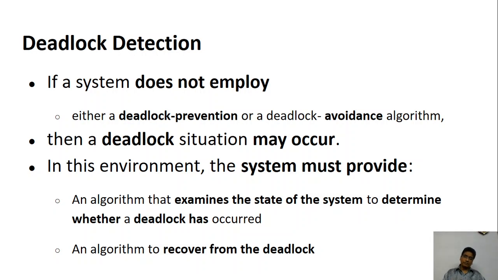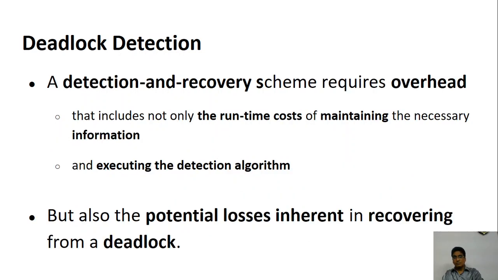So this is the same idea. We are neither avoiding nor preventing, so in that case there may be a deadlock. So go and check whether there is a deadlock. If there is a deadlock, recover from the deadlock. So this is what we are going to see now. We will not see how to recover from the deadlock, that is out of scope for your subject, but we will just see how to detect the deadlock.